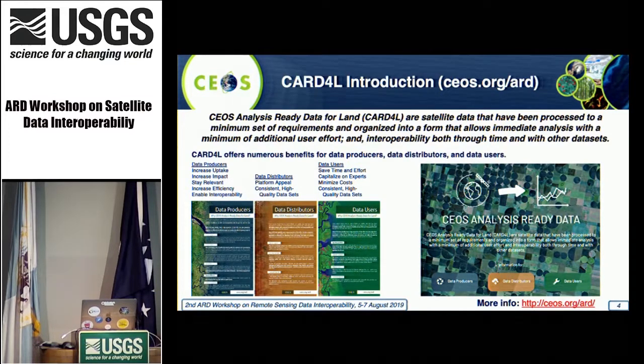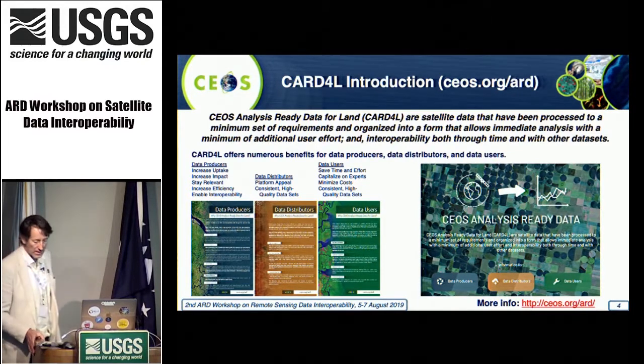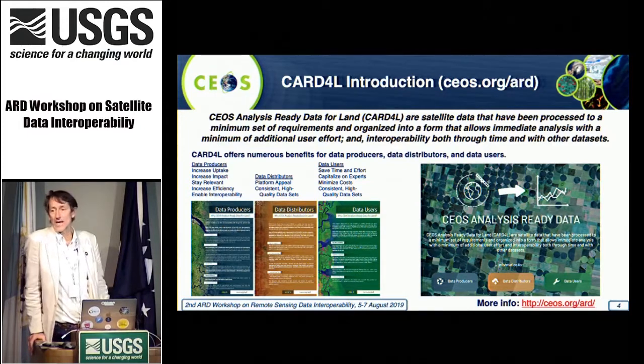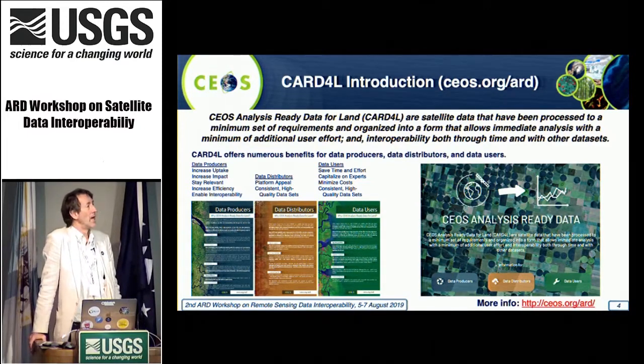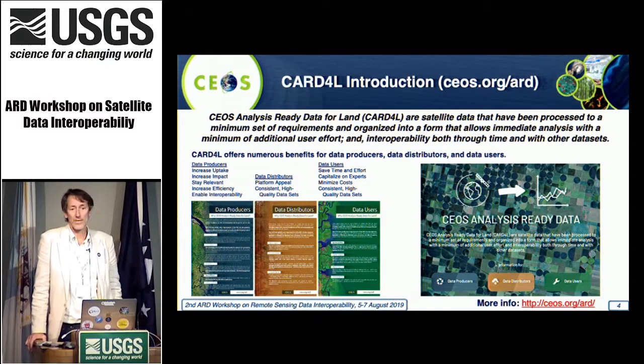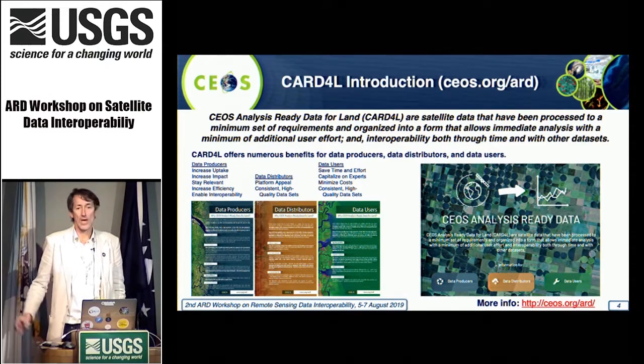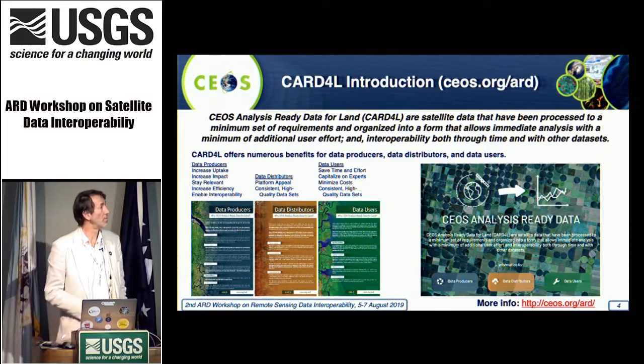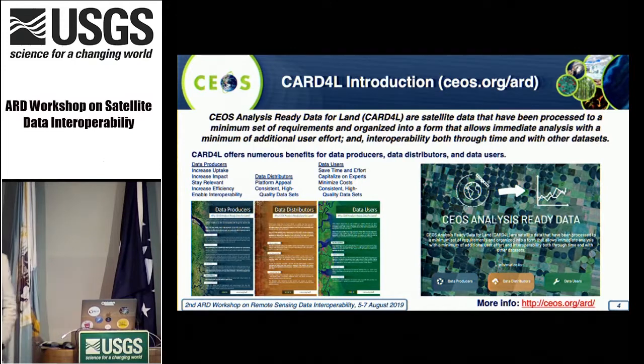Satellite data that's been processed to a level, and organised into a form, that allows immediate analysis with a minimum of additional user effort. And interoperability both through time and with other data sets. So by this point in time, we're all doing time series analysis. We can see multiple sensors that are going to have to be used together. What's the basics you need to do that? Really importantly, and one thing that has been struggled with, is that this is not targeted at expert users. So there will still be 10 expert users who will want to use the raw data and process it their own way, but there's another 100 latent users who need and would use the data if it was in a more readily usable form.